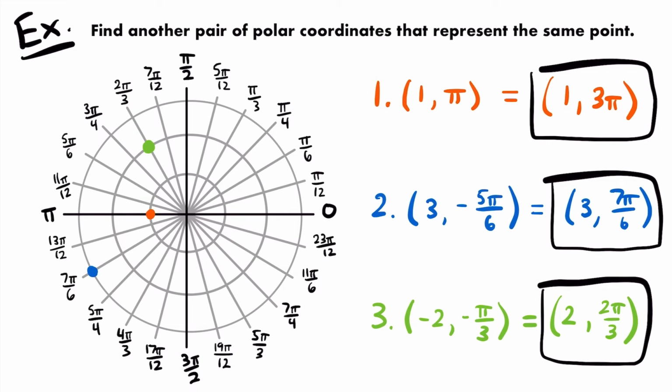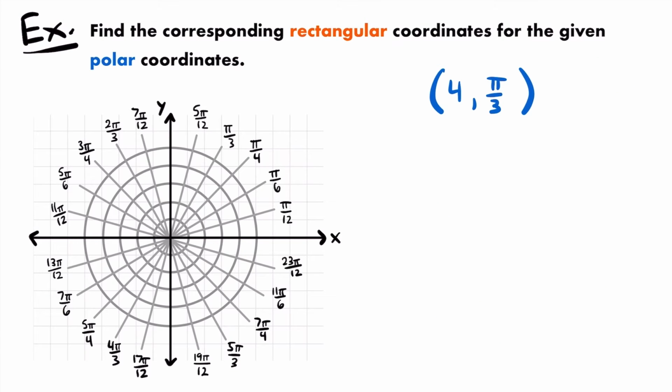There is not one unique solution to any of these problems. Okay, so that's it for this example. Now let's look at some different examples where we actually convert from polar coordinates to rectangular coordinates and vice versa. For this example, we want to find the corresponding rectangular coordinates for the given polar coordinates.